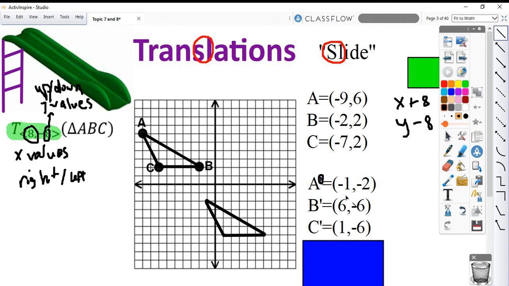Something I want you to notice is that the shape of this triangle did not change when we moved from here to here. The only thing that changed was the location of the corners. Okay, that's what a translation is. This triangle is still the same size. It's still facing the same direction, has the same orientation, but it moved from up here to down over here.